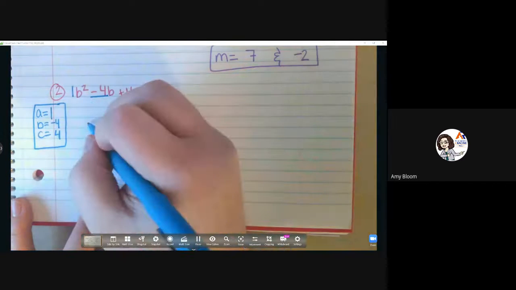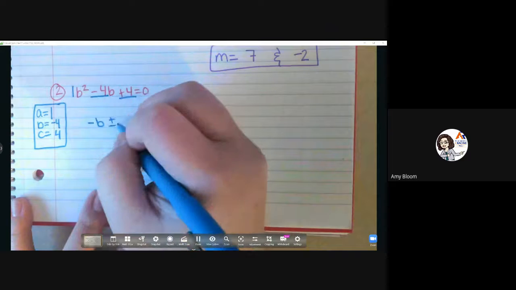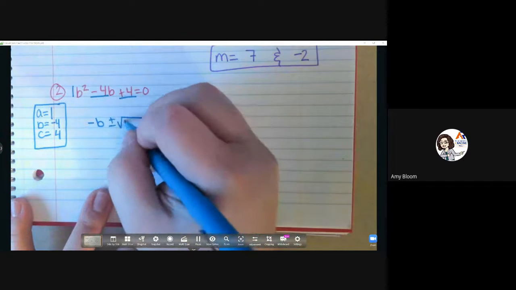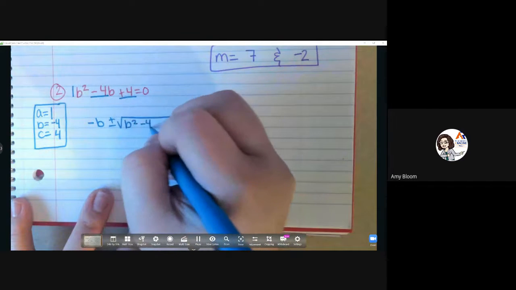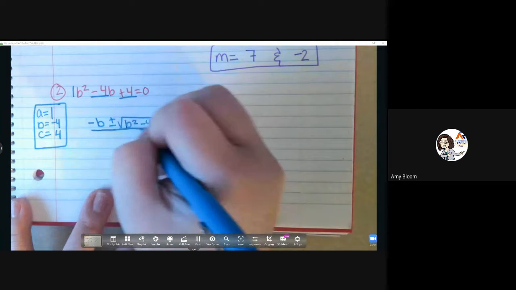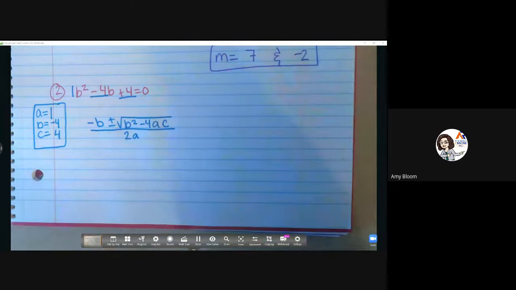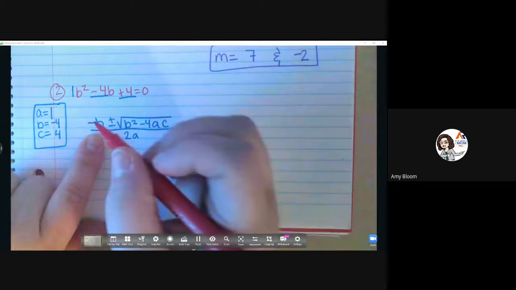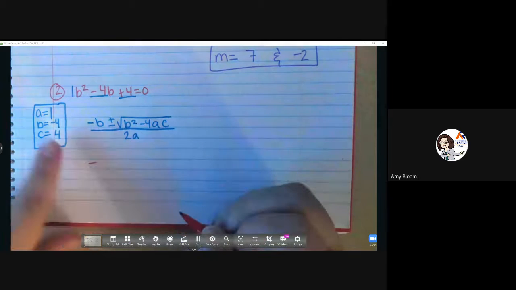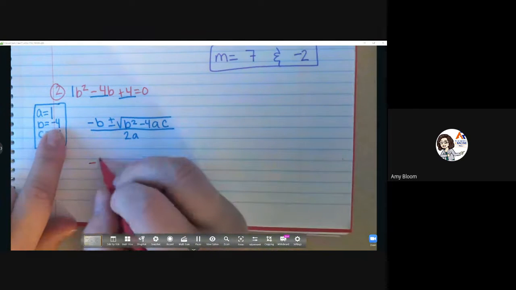Now we're going to plug that into our formula again. I always rewrite the formula. You don't have to. I always do, just so I know what I'm referencing. Okay, so negative b. Well, negative, and then we come up here and see what b is. Oh, that was negative 4.